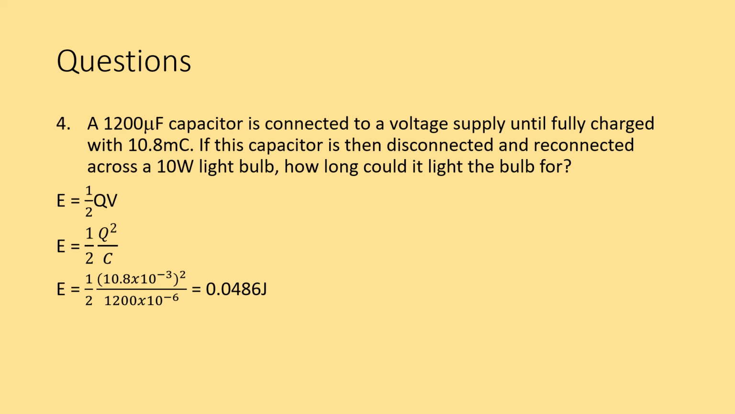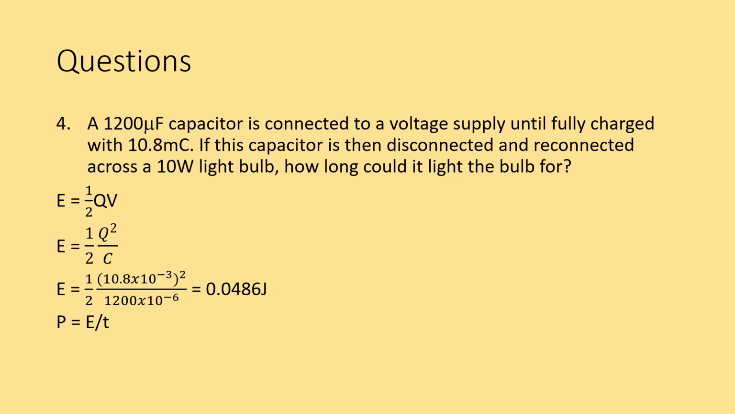Remember that 10 watts is the power. Watt is the unit of power. So power is energy divided by time. So that's 10 watts is 10 joules per second. So this light bulb consumes 10 joules every second. So looking at the amount of energy we have in our capacitor, the answer is going to be much less than a second.